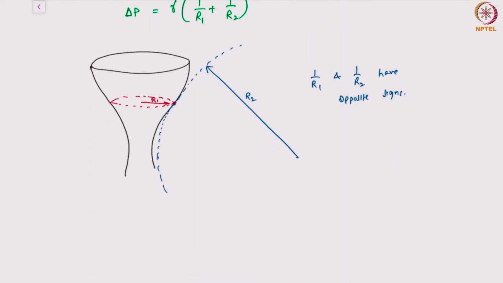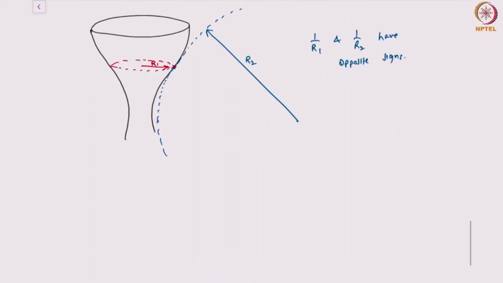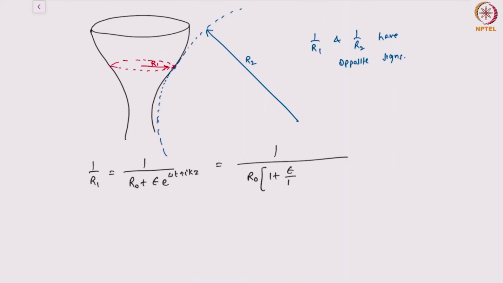Okay. So let's start with calculating what is 1 by R1. 1 by R1 is nothing but 1 by the radius modulated. So it is nothing but 1 by R0 plus epsilon e power omega t plus I k z. Since epsilon is small, I can take R0 outside: 1 by R0 times 1 plus epsilon by R0 times the exponential of omega t plus I k z.